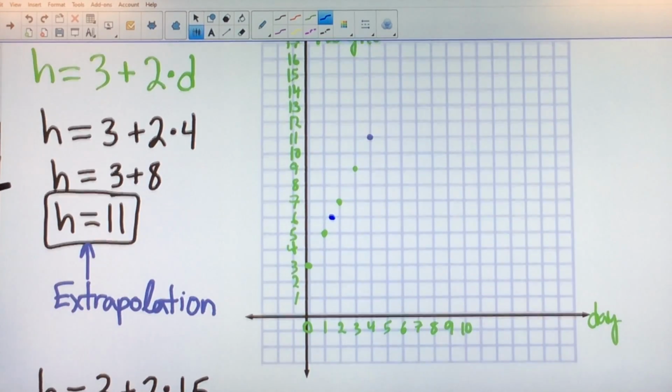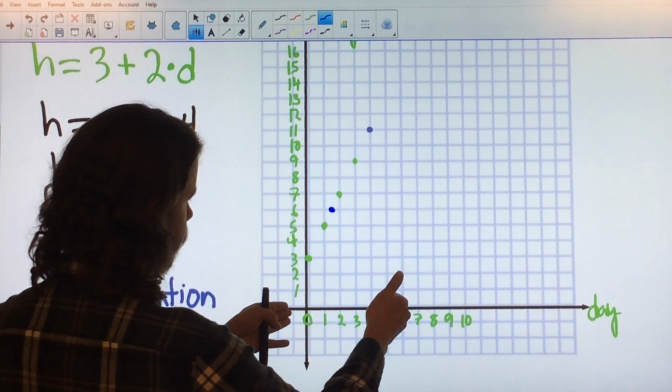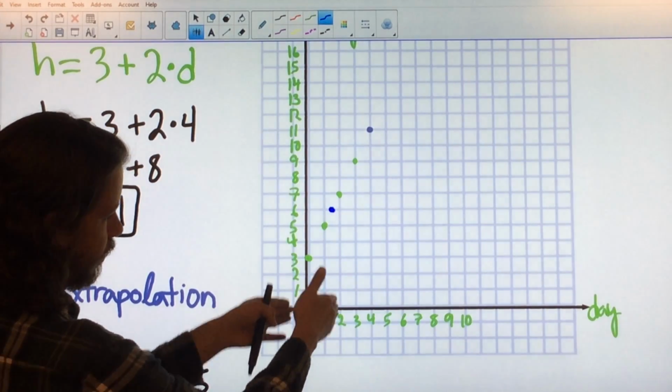So again, an extrapolation is when you make a prediction that's outside of the data set, and an interpolation is when you make a prediction that's within the data set.